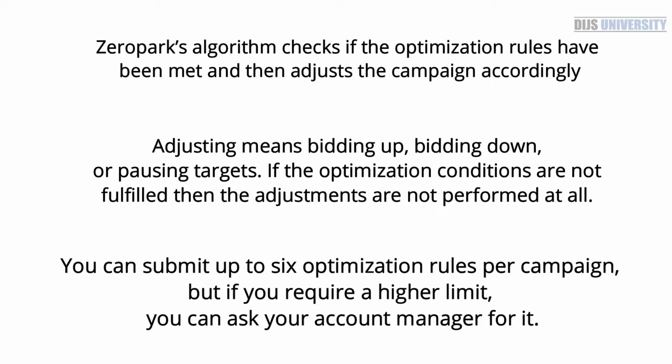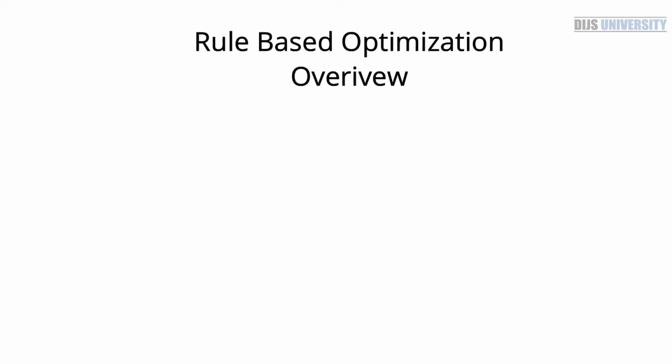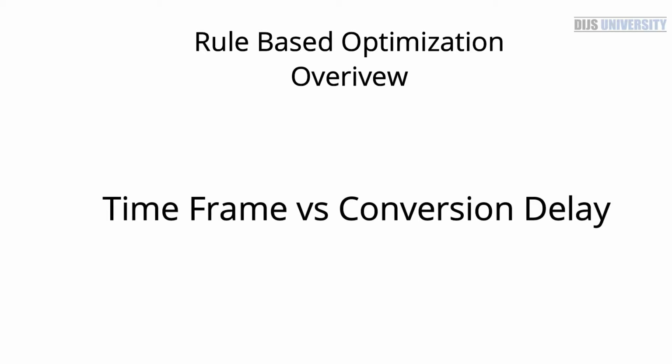The rule-based optimization functionality is available for both new and existing campaigns. So let's go over your rule-based optimization overview. In order to use rule-based optimization, you need to understand how time frame and conversion delay affect the way your data are analyzed. Both of these options have a significant impact on your campaign's performance.